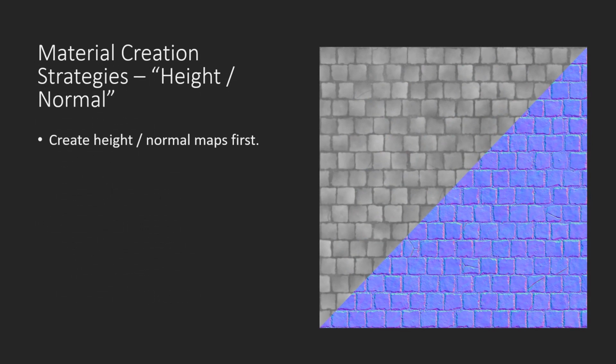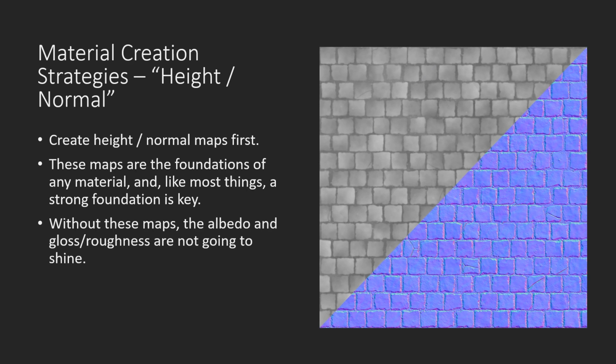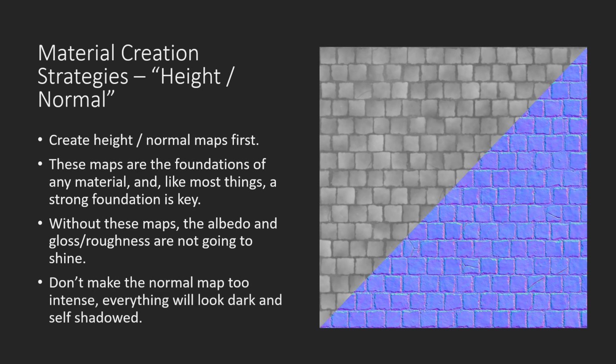So for the height and normal map strategies, I always make this stuff first. It depends on the type of material, but this is really important when you're trying to create any material. You want this to be first. So the foundation, a strong foundation, is key. And without these maps, the albedo and gloss or roughness maps are not going to shine, right? These are the things that make it tick.